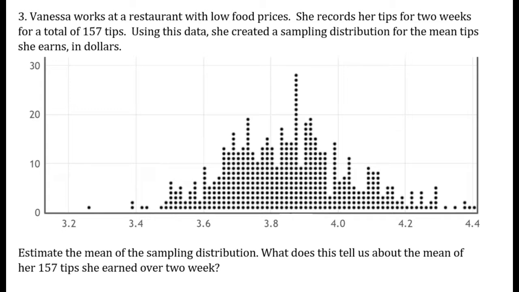3. Vanessa works at a restaurant with low food prices. She records her tips for 2 weeks for a total of 157 tips. Using this data, she created this sampling distribution for the mean tip she earns in dollars.